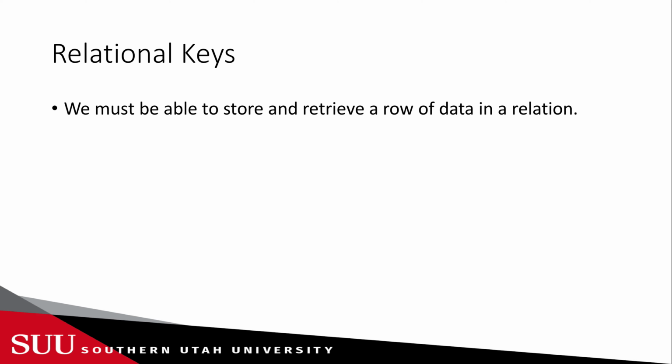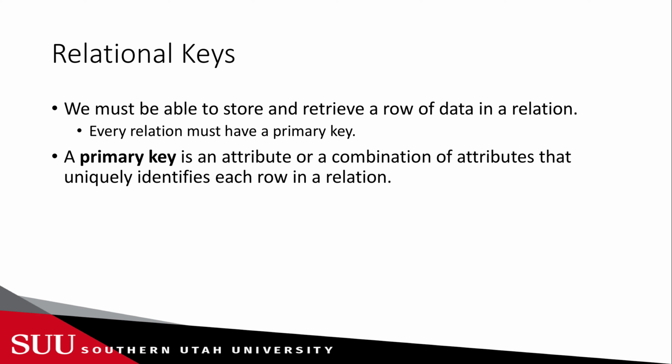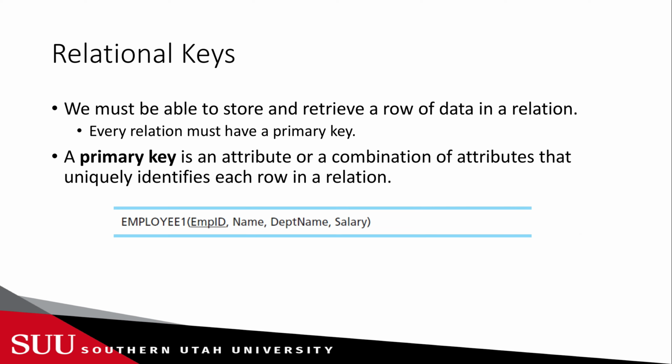We must be able to store and retrieve any row of data in a relation. So every relation must have a primary key, which is an attribute or possibly a combination of attributes that will uniquely identify each row in the relation. And in this case, employee ID is going to be the primary key, and we will represent it by underlining the primary key with a solid underline. The reason I said a solid underline is because we have a different type of key, which is a foreign key, that is going to be represented by a dashed underline.